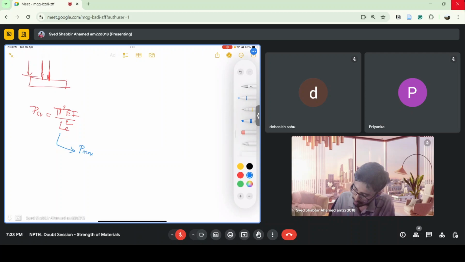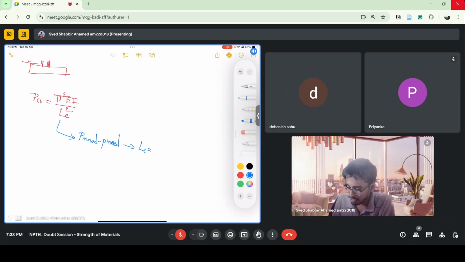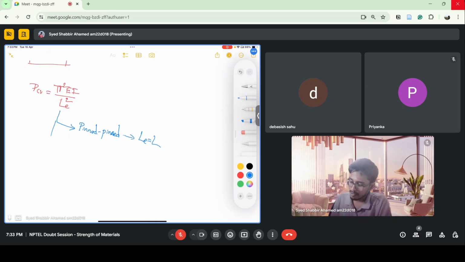pinned. What is this Le? Two times, sir. Not two times. Le is equal to L only, sir. Le is equal to L. Effective length or the equivalent length is equal to L. Same, yes, sir.